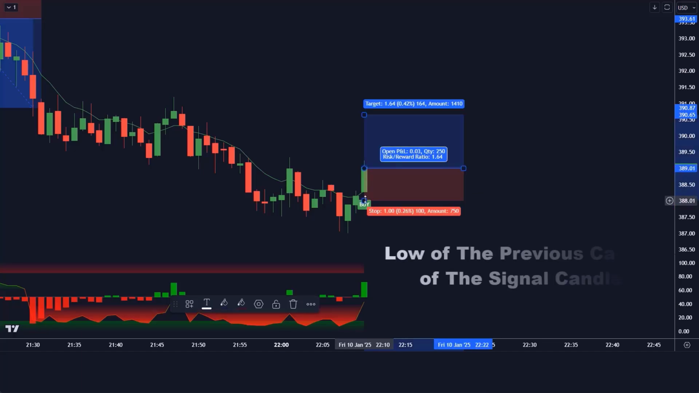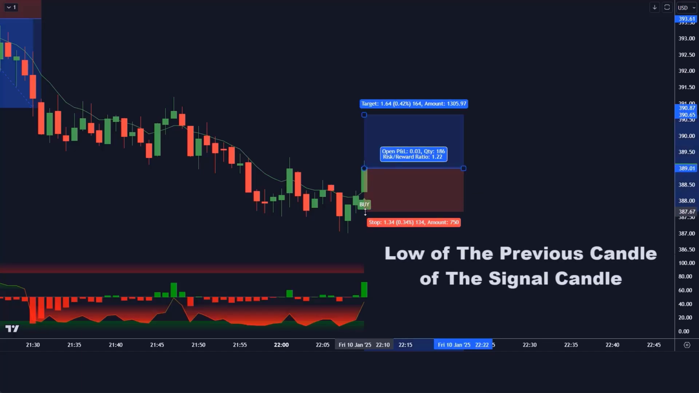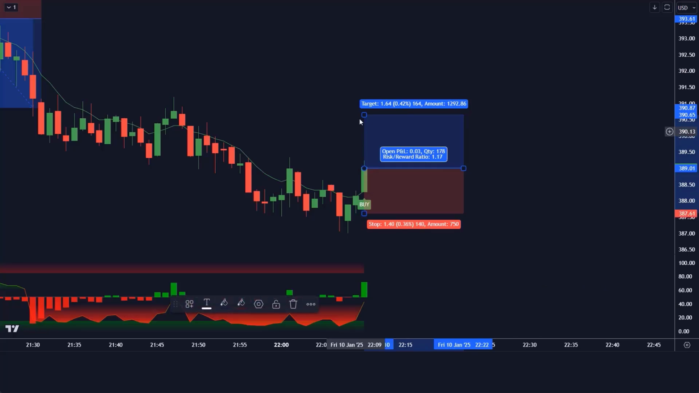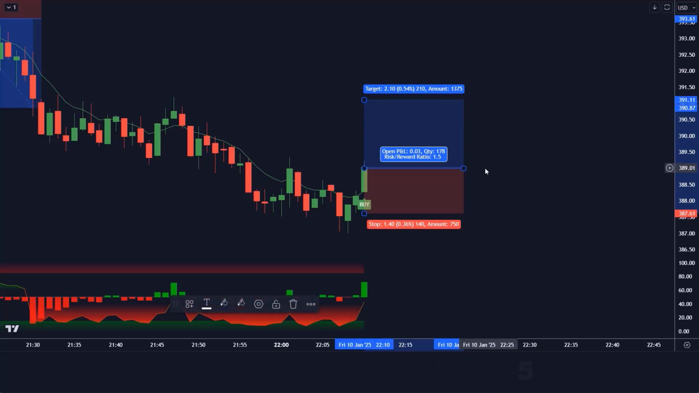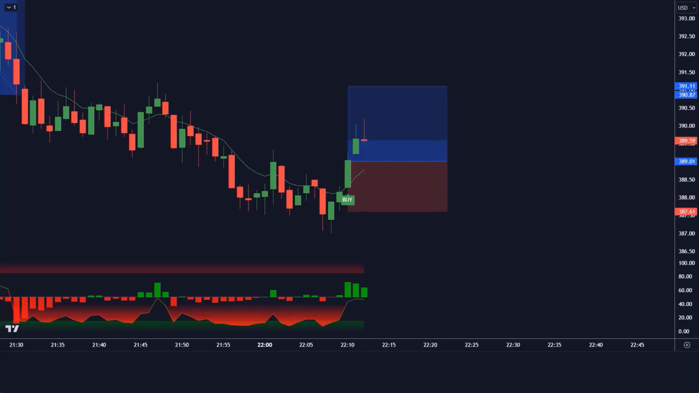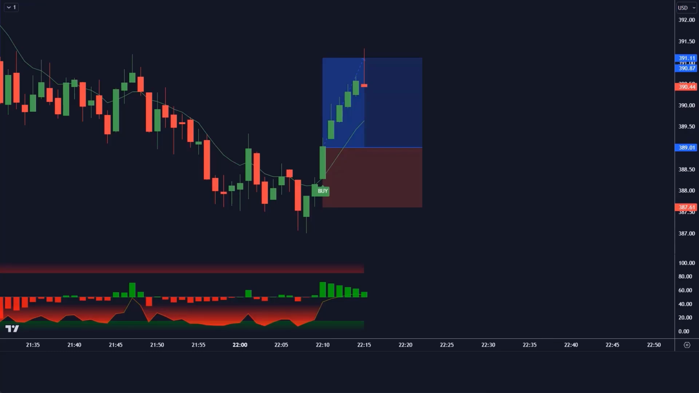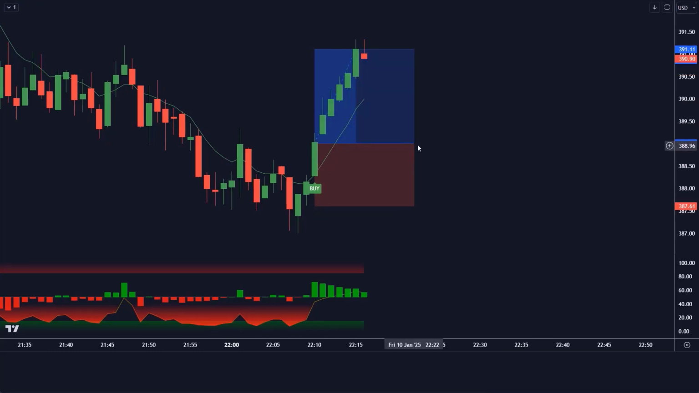Our stop loss is to be placed at the previous low of the previous candle of the signal candle. And the risk to reward ratio will be 1:1.5. The market has completely hit the target. I hope you must have understood this trading strategy.